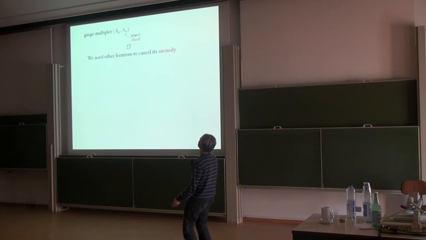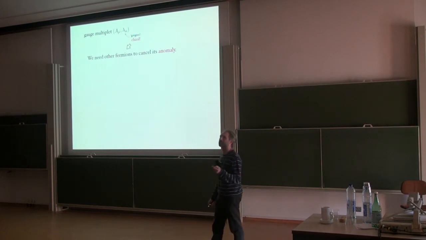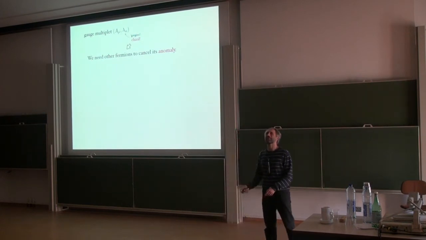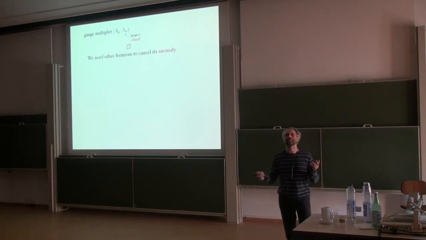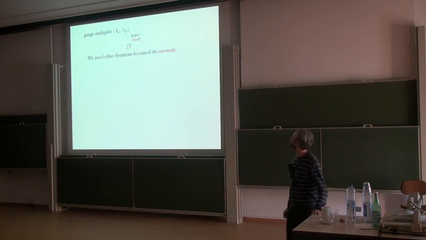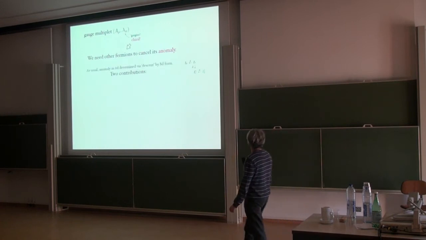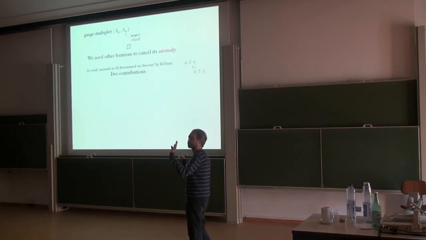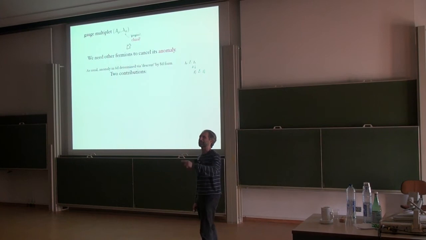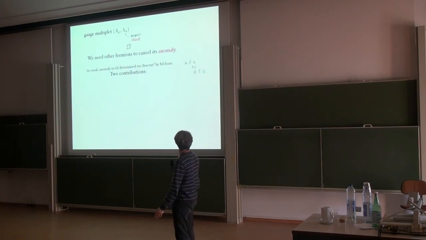So this gauge multiplet already has two very serious problems, but let's try to combine it with other things, and perhaps the two problems will solve each other, who knows. How do we cancel this anomaly here? Now, to be clear, this is not my work at all. This is real stuff, but let's review it.